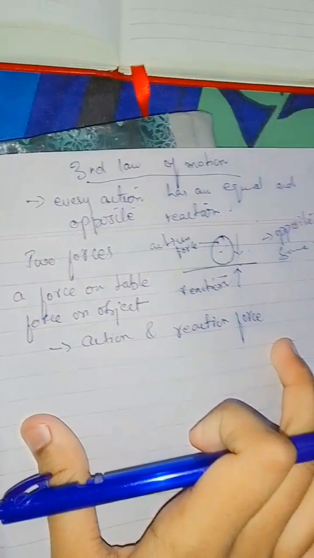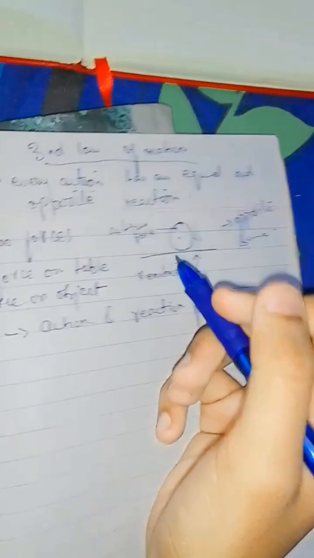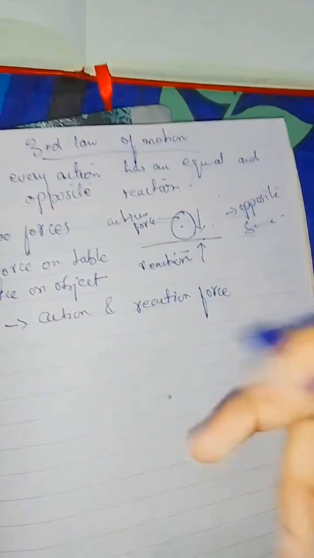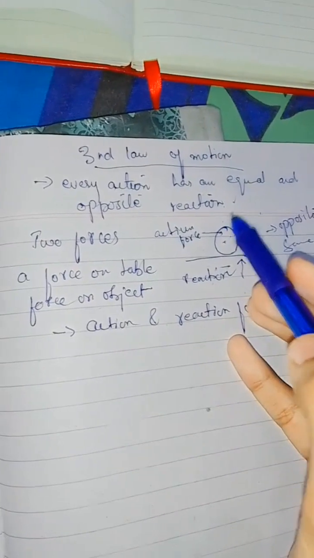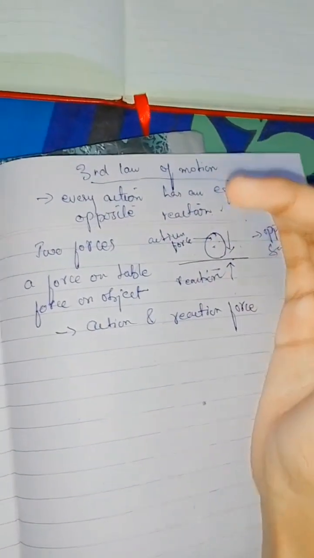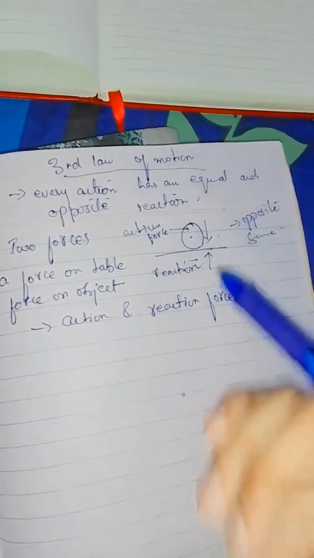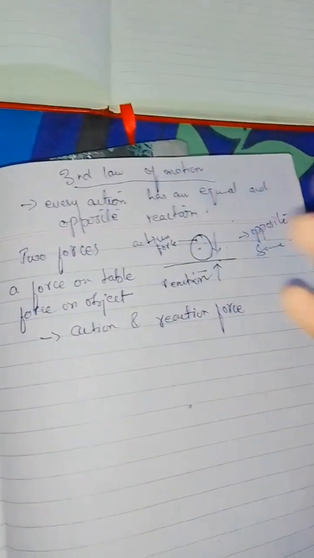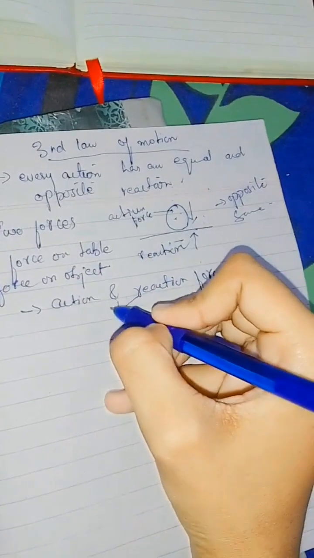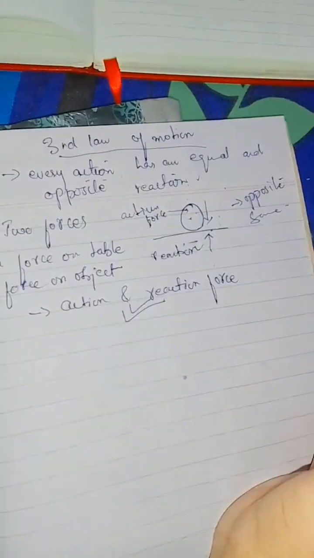So what we see here is the third law of motion, that every action has an equal and opposite reaction. The object is exerting a force on the table, and the table is exerting a force on the object. So that is the opposite reaction, meaning every action has an equal and opposite reaction. That was all about the third law of motion.